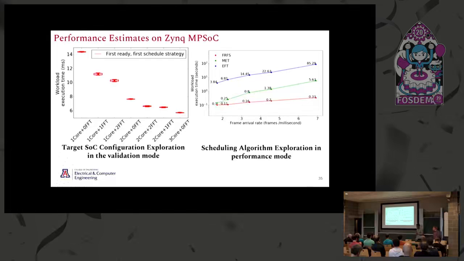So in this slide, we use our platform and our toolchain to do design space exploration for different configurations and heuristics. On the left-hand side, we run our emulation space framework in validation mode, and on the x-axis, we iterate over different configurations by changing the core count and accelerator count. The workload is created by injecting one instance of each application that I showed earlier. And on the y-axis, we have the execution time of the given workload.